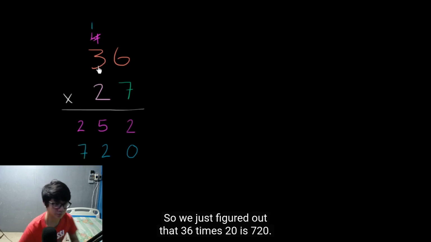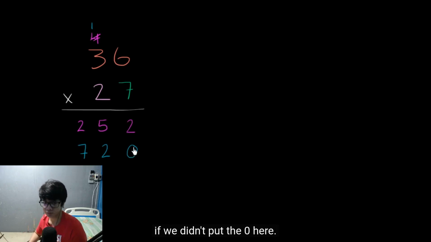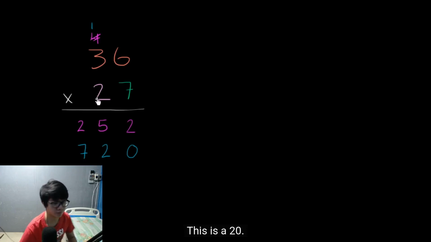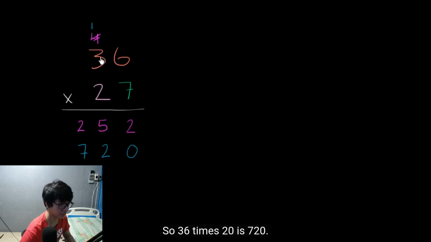So we just figured out that 36 times 20 is 720. Just think about what would have happened if we didn't put the 0 here. Then we would have figured out that 36 times 2 is 72, but this 2 isn't just a 2. This is a 20. So 36 times 20 is 720.